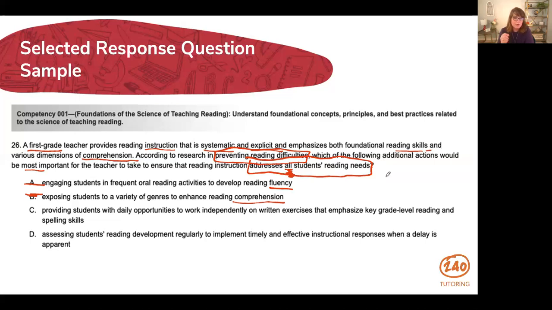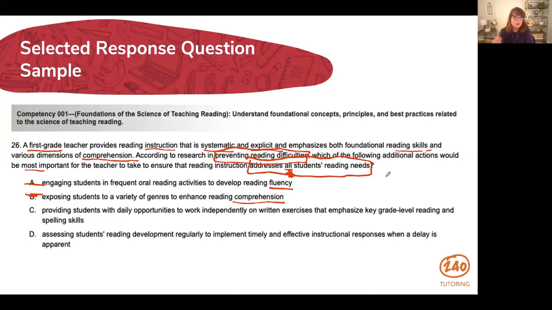It says C, providing students with daily opportunities to work independently on written exercises that emphasize key grade level reading and spelling skills. Okay, so daily opportunities sounds good. Working independently sounds good. Key grade level reading skills sounds good. But then it starts to get specific again, and it throws in spelling skills. So we would need more information on what those students are working on independently to see if we're really targeting all students' reading needs. Now let's look at D.